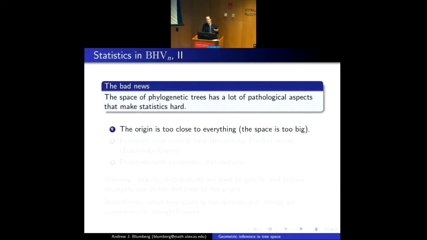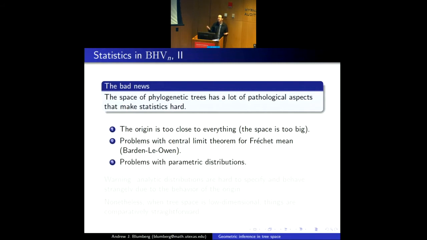And what this means, for instance, is that the central limit theorem behaves in a very surprising way. So this is very nice work of Barden, Le, and Owen, which tells you that the law of large numbers and the central limit theorem don't act the way you think they do when you're thinking about computing the empirical mean and how that converges to some mean of a distribution. And it means that parametric distributions are very hard to specify in a sensible way. Anything you write down has very non-intuitive behavior.